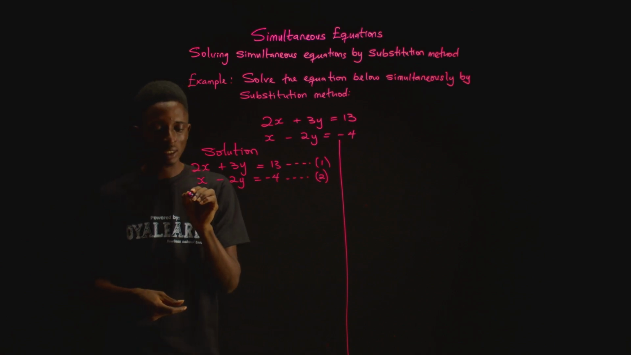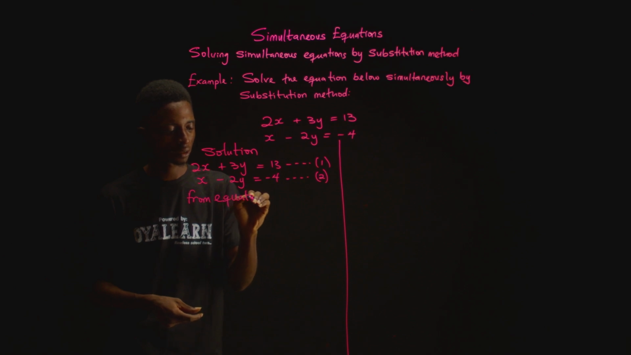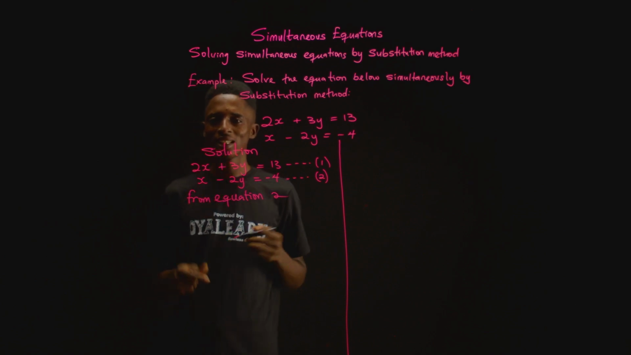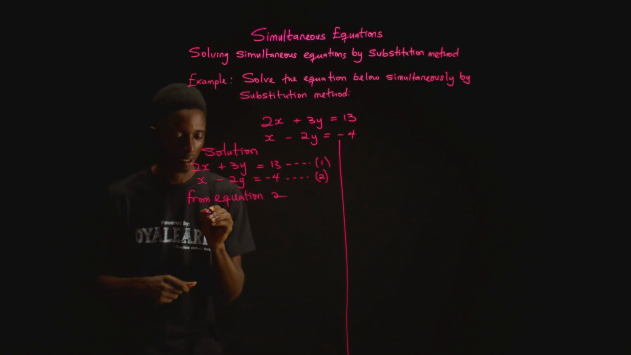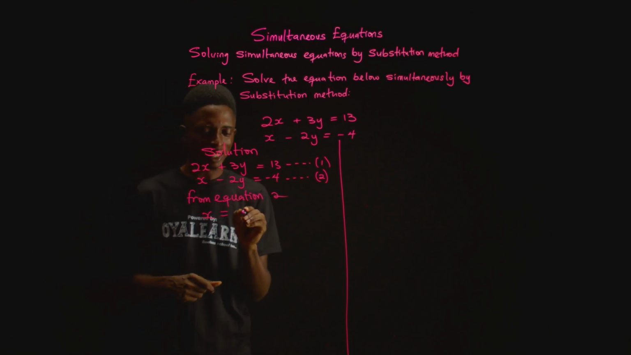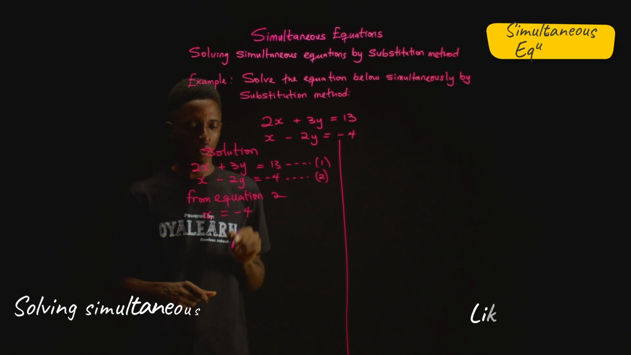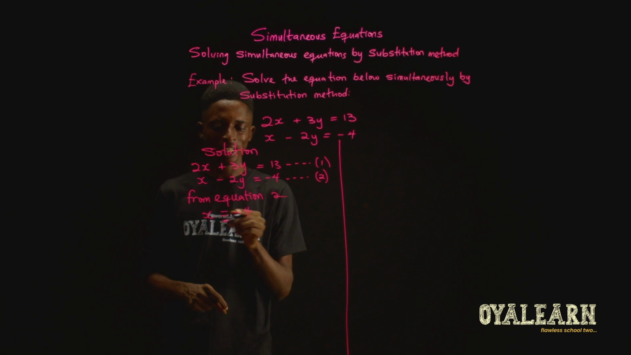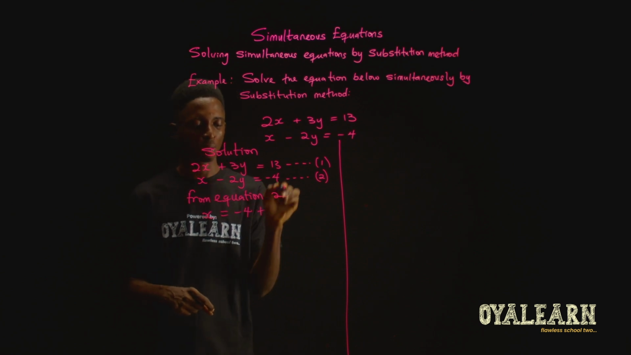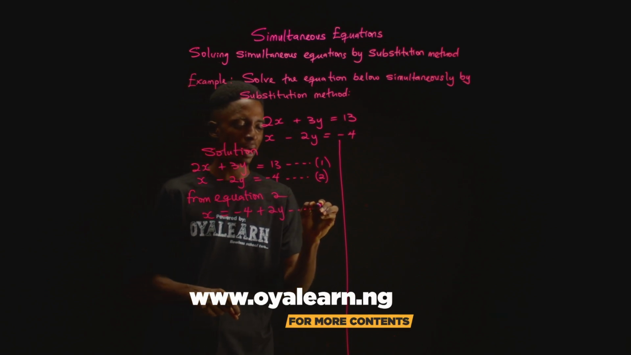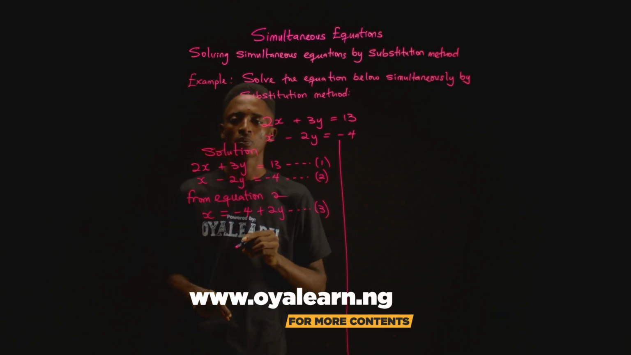So we can now say from equation 2, we'll rewrite it making x the subject of the equation. And we'll now have x equals, on the other side we have minus 4. And when you bring minus 2y to the other side of the equality sign, it changes from minus to plus. So we then have plus 2y. And then we name this our equation 3.